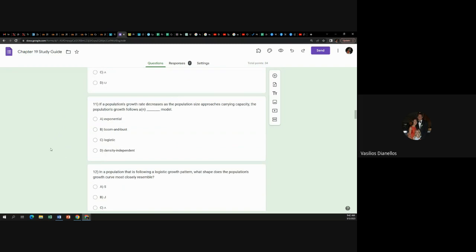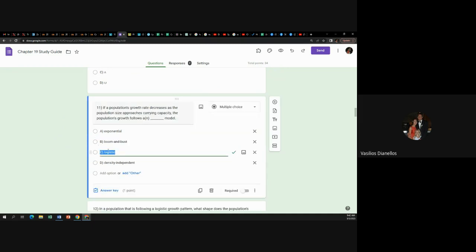All right, if a population's growth rate decreases as the population size approaches carrying capacity, which is, again, just the highest number of individuals that the environment can sustain, the population's growth follows what kind of model? And it is logistic. So that's basically it, right? You have exponential or logistic. And they're all exponential at first. The population explodes, like we just talked about, but then it starts evening out. Once it is evened out, that is the logistic growth model. Any questions about that?